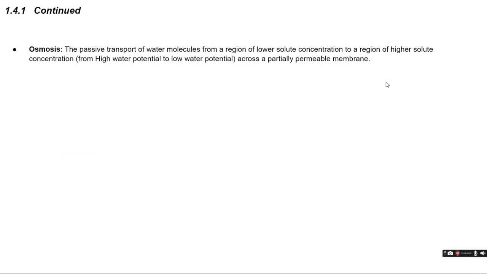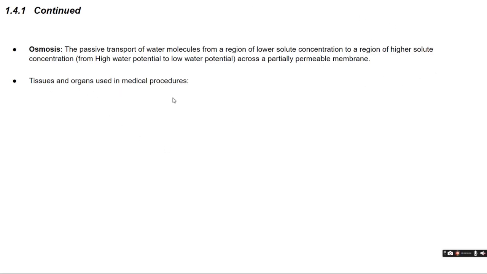And then osmosis, as I said, is the passive transport of water molecules from a region of lower solute concentration to a region of higher solute concentration. So from high water potential to low water potential across a permeable membrane. This basically means it moves from an area of lower solute. We could use salt as an example. It moves from an area of lower salt to an area of higher salt to balance out the solute concentration.